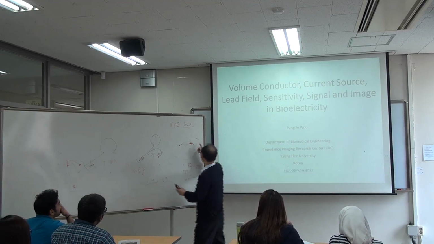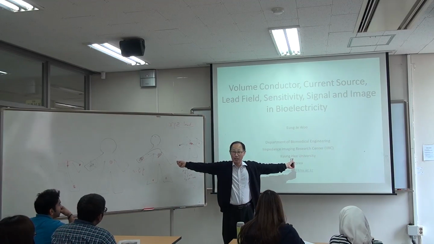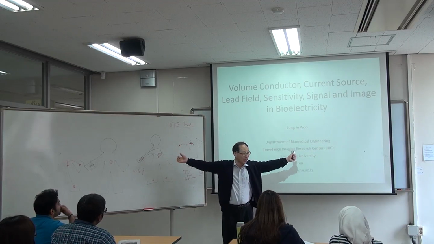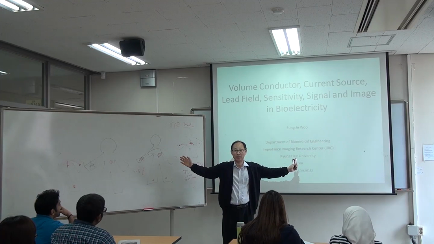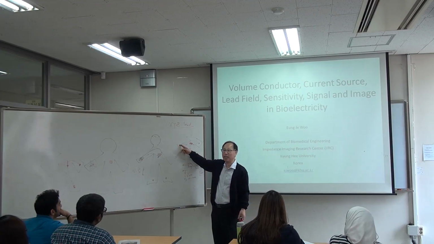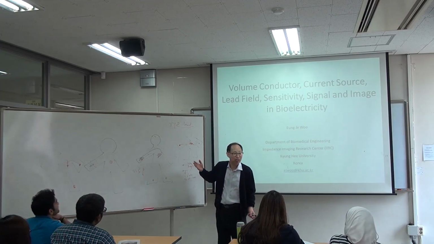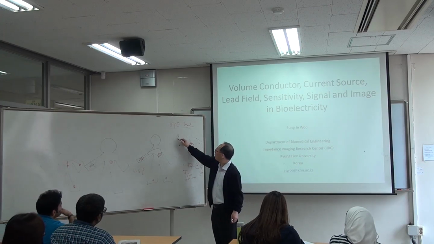You know, this electrode and this electrode, they are separated quite far. Right? From here and here. It's very far. The distance between those electrodes is very far. But it's okay. Why? All the current from here will pass through the heart anyway.